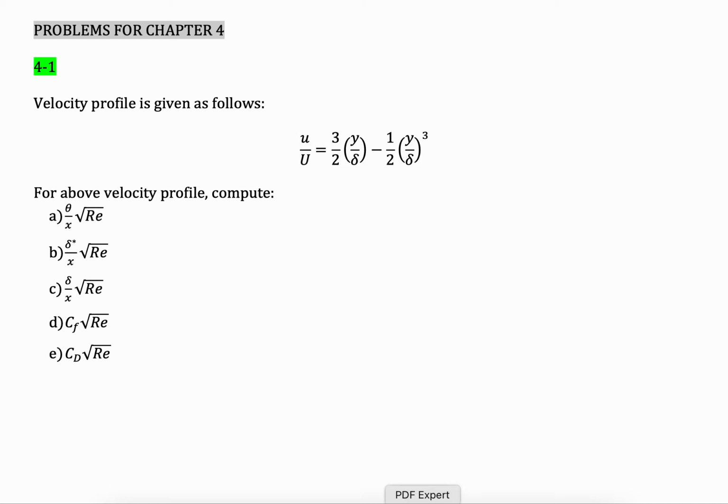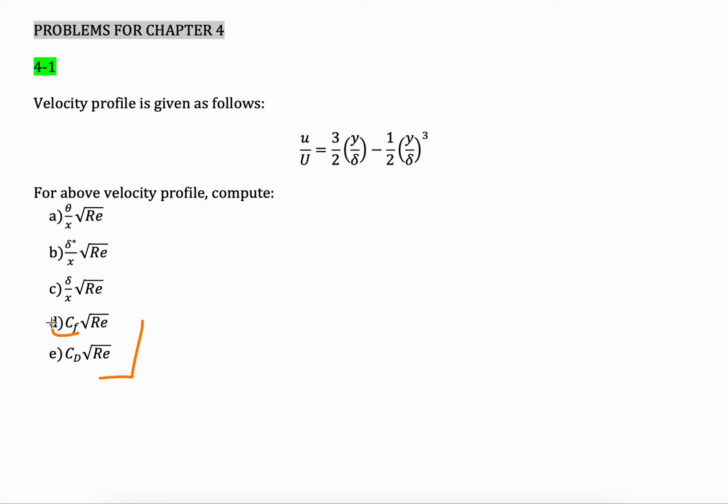So for example, we go for question 4.1 here. The velocity profile is given as follows: u over U equals 3 over 2 y over delta minus 1 over 2 (y over delta) cubed. And then we need to compute delta over x, the value of theta, the value of delta star, the value of delta, CF, and also CD.